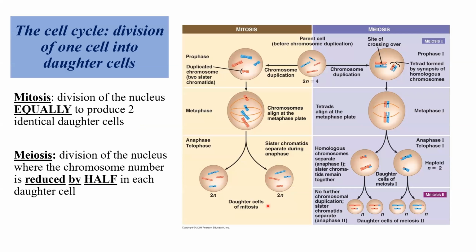So the cell cycle is the division of one cell into daughter cells. We're only going to discuss mitosis here, but mitosis is the division of the nucleus equally to produce two identical daughter cells.